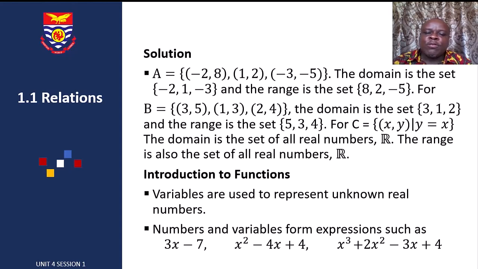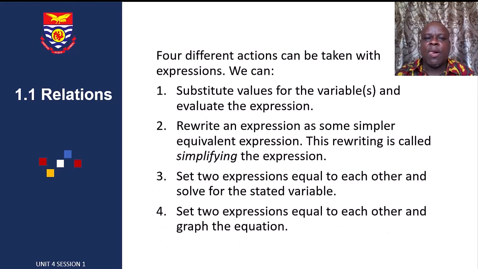Now, we use variables to represent unknown real numbers. If you put the numbers and the variables together, you form expressions. What are some of these expressions? 3x minus 7, x squared minus 4x plus 4, x cubed plus 2x squared minus 3x plus 4. There are some operations that can be carried out with these expressions. We'll look at the actions that can be taken with those expressions.